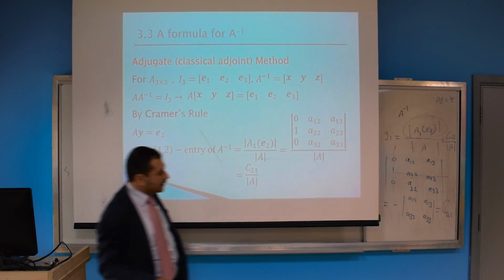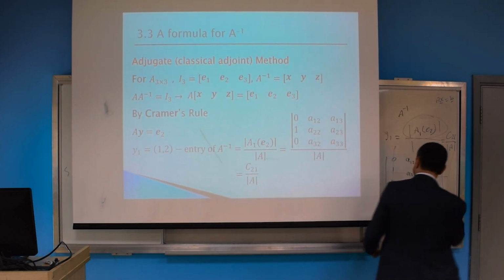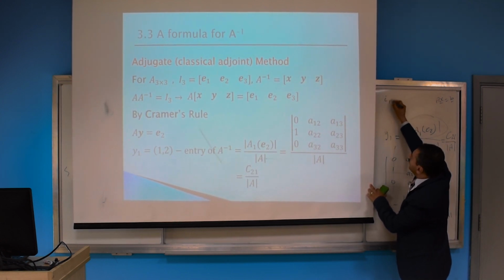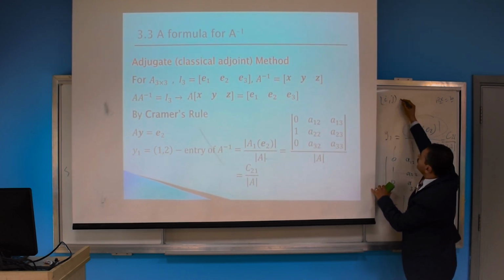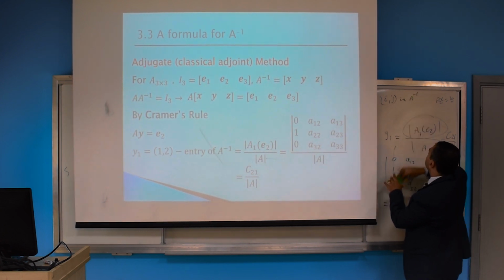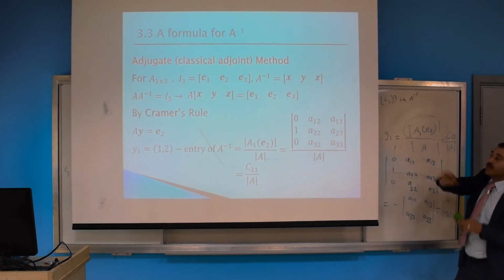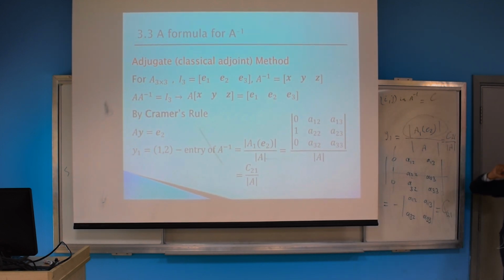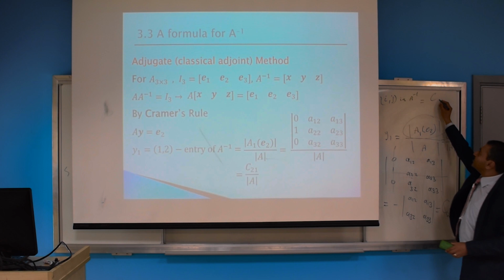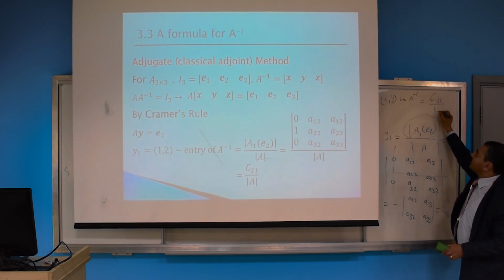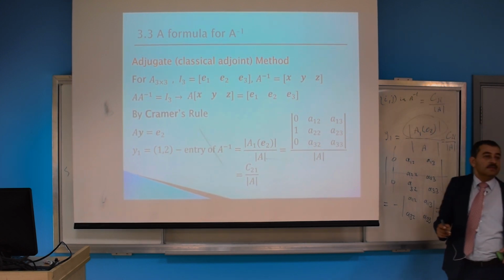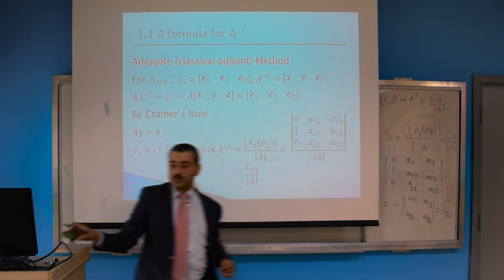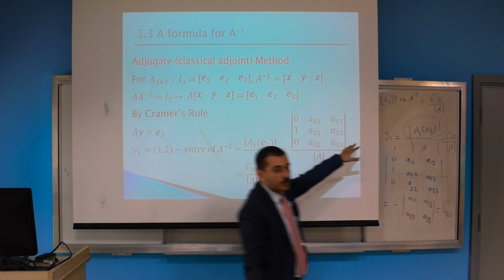So can you generalize this if you want to find entry I, J in the inverse of A? It would be cofactor J, I, not I, J, cofactor J, I over determinant of A. So now I can get all the entries of the inverse. Each entry can be found using this formula.